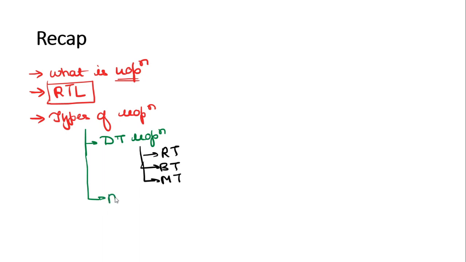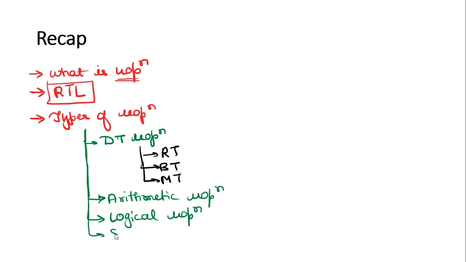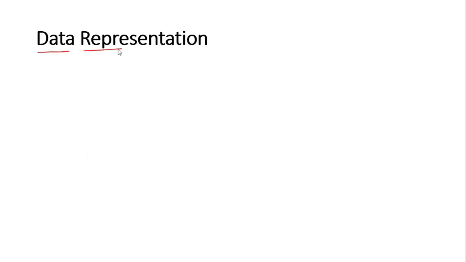Then we discussed a little bit about arithmetic micro operations. We did not go deep into this part, because we already discussed it in our ALU discussion. After that, we discussed logical micro operations, and finally shift micro operations. So this was our discussion for our previous class. Let's proceed. Today we will be discussing data representation.